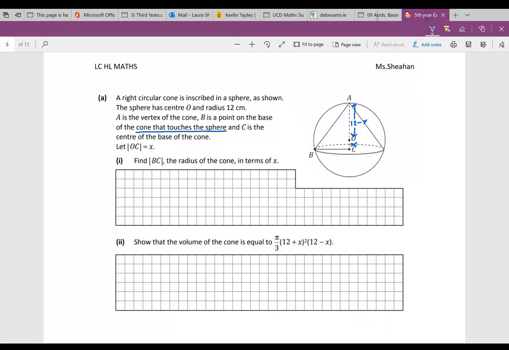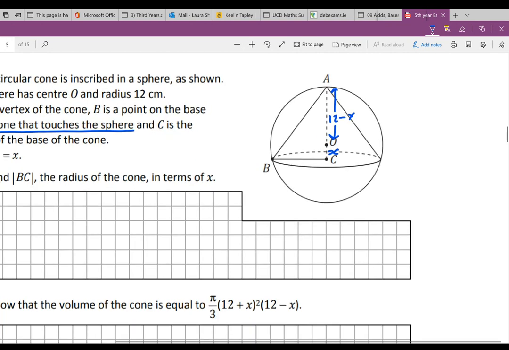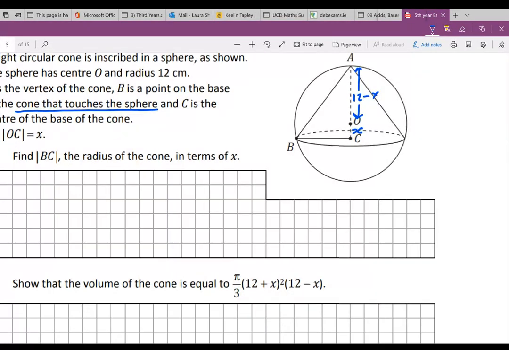Right, so let OC be equal to X, so I have that in here. I don't know if you can see it. And it wants us to find BC, so this line here. Now, I have a little right angle triangle here.